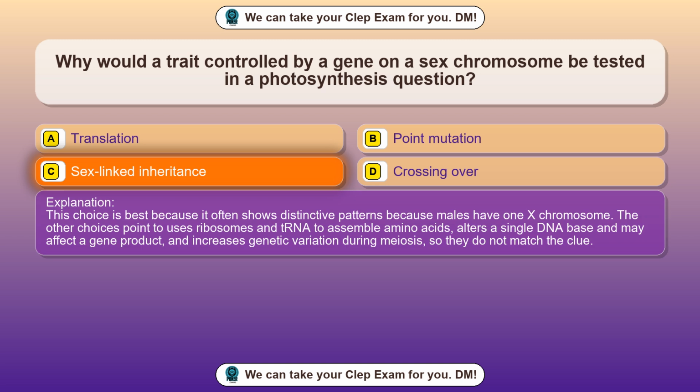This choice is best because it often shows distinctive patterns because males have one X chromosome. The other choices point to uses ribosomes and tRNA to assemble amino acids, alters a single DNA base and may affect a gene product, and increases genetic variation during meiosis, so they do not match the clue.